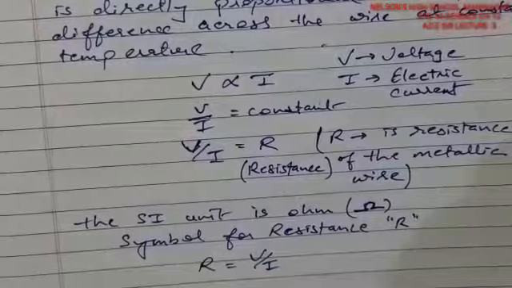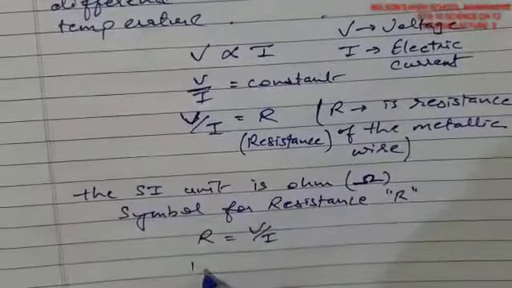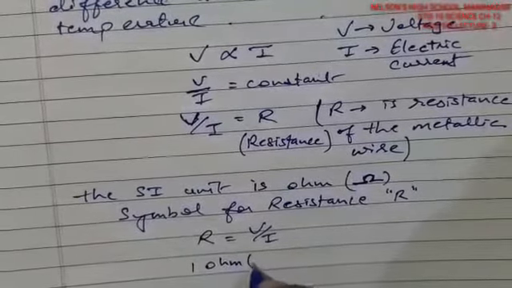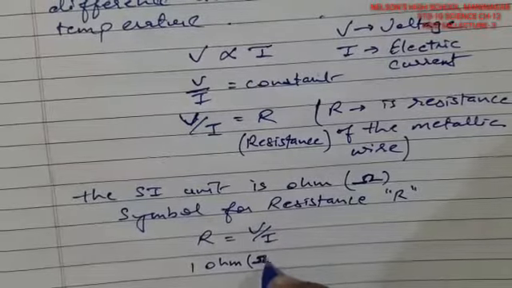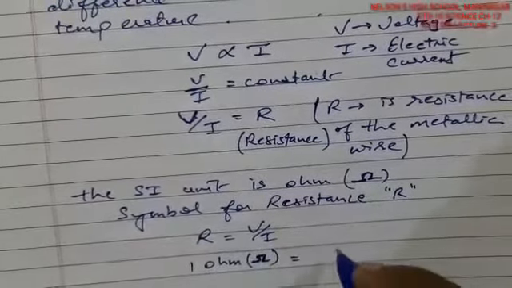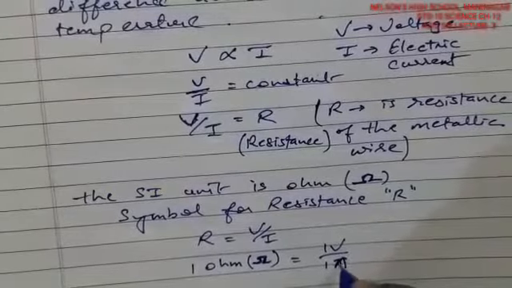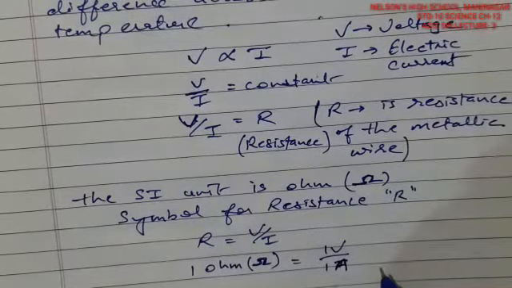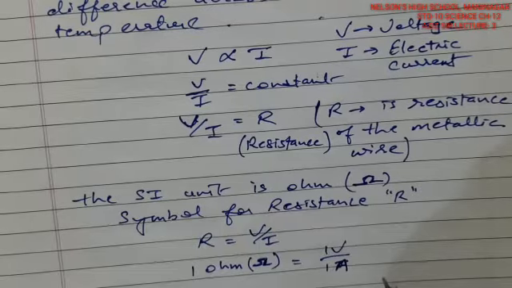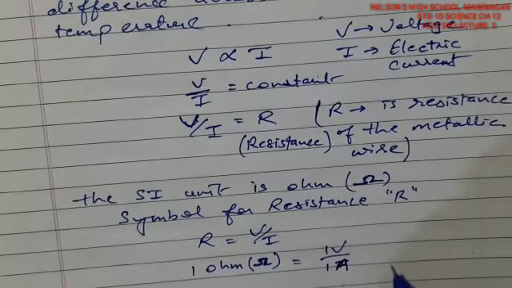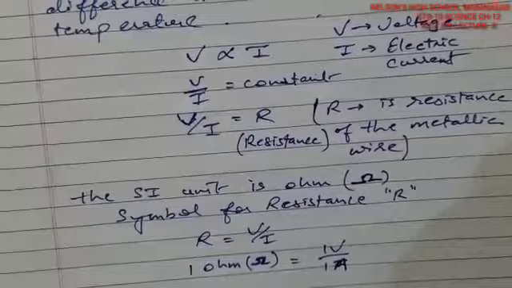This is what we need. So if it is 1 ohm, in symbol Ω, that will be 1 volt upon 1 ampere of current. This is how we mention this. So this can be explained by showing a graph also. We will try to draw one graph and try to understand it.